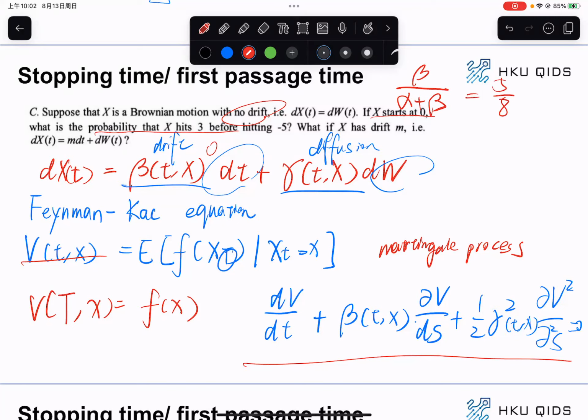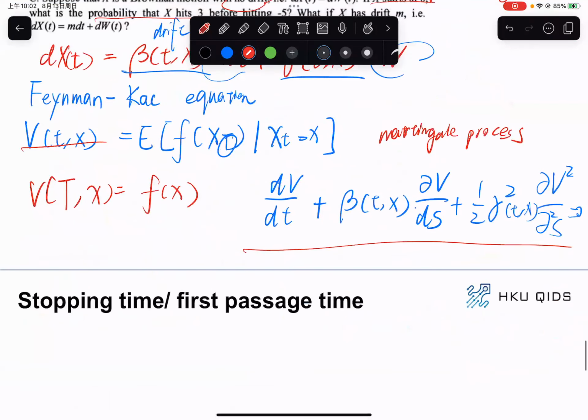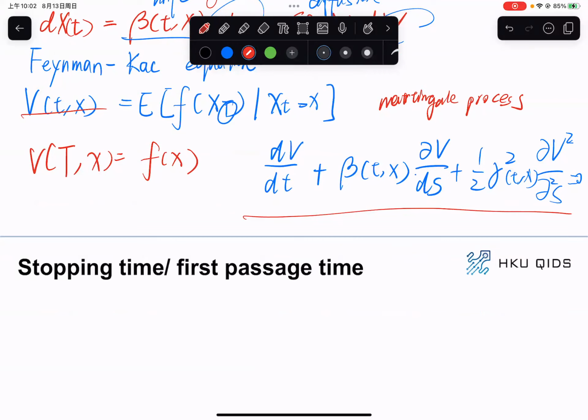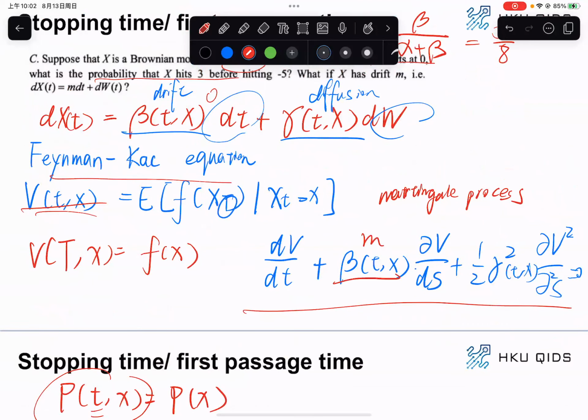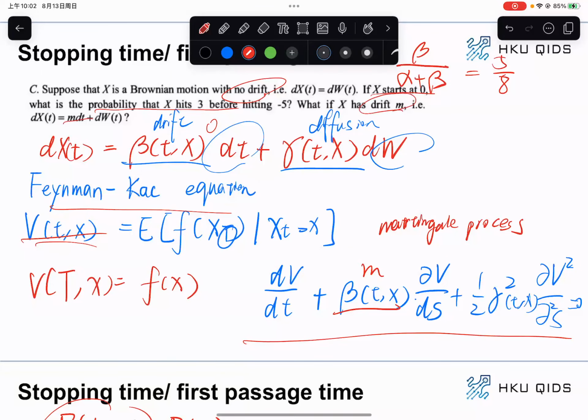But if it has a drift, then it is no longer a martingale. Then we can only solve it by the differential equation. But again, although x is no longer a martingale process, it is still a Markov process, which means p(t,x) is going to be p(x). The t is independent. And then by using the equation I just illustrated, we can denote this p(t,x) as v(t,x). And we know beta(t,x) is just m if we have a drift item m. But this gamma item is still 1, right?